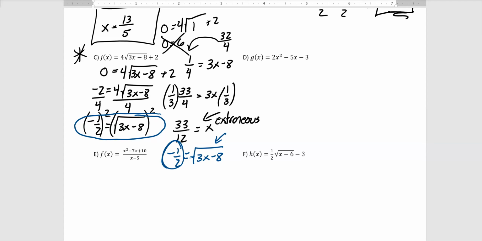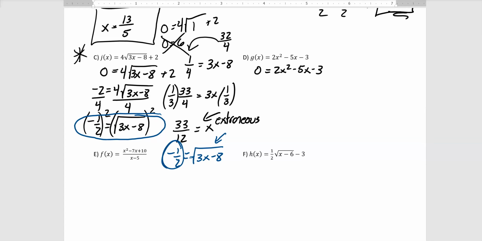All right, let's move on here. Let's look at letter D. So for letter D, I'm going to set g of x equal to 0, 2x squared minus 5x minus 3. Now this is a quadratic equation. We haven't really dove into how to solve these yet, but hopefully we have a couple ideas from our prior classes. We can do factoring, we can do quadratic formula, whatever works here.